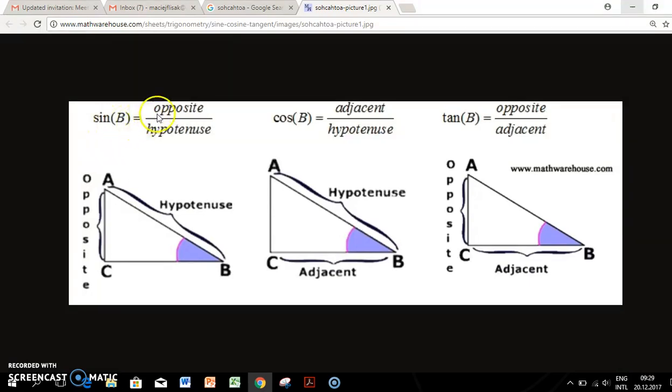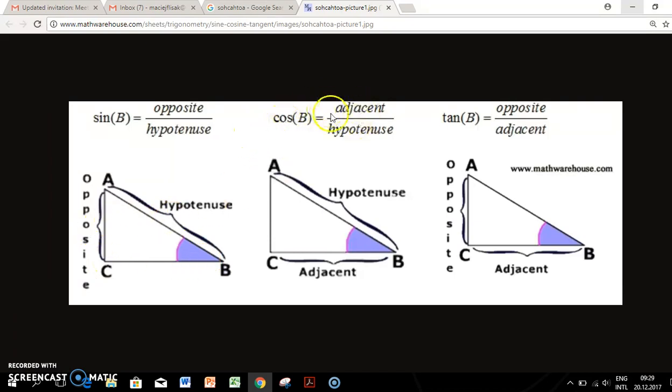So SOH is S-O-H, all right? CAH is C-A-H. TOA is T-O-A. SOHCAHTOA helps us remember that sine is opposite over hypotenuse. So let's take a look at that. What that means is sine of an angle. We always have an angle here. It says B. So angle B is the angle marked in blue here. So sine of that angle will be the length of the opposite side. Opposite always means across from the angle, over hypotenuse, which is always the diagonal, the side across from the 90-degree angle in a right triangle. So sine of this angle is opposite over hypotenuse.